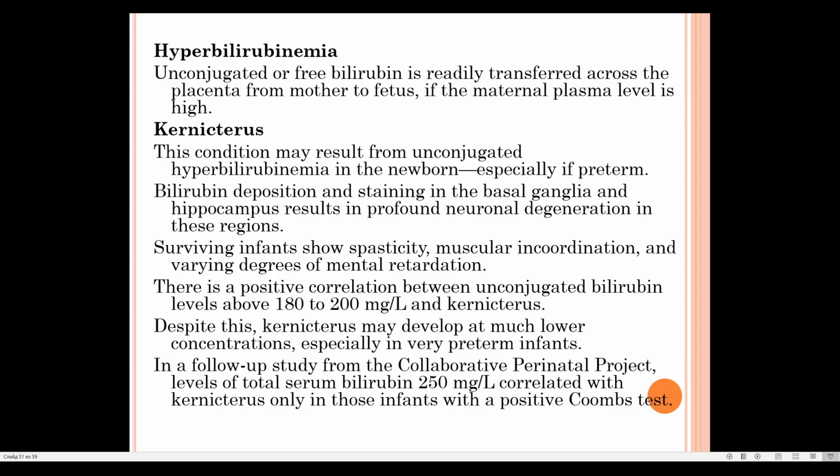There is a positive correlation between unconjugated bilirubin levels above 180 to 200 mg per liter and kernicterus. Despite this, kernicterus may develop at much lower concentrations, especially in very preterm infants. In a follow-up study from the Collaborative Perinatal Project, levels of total serum bilirubin of 250 mg per liter correlated with kernicterus only in those infants with a positive Coombs test.